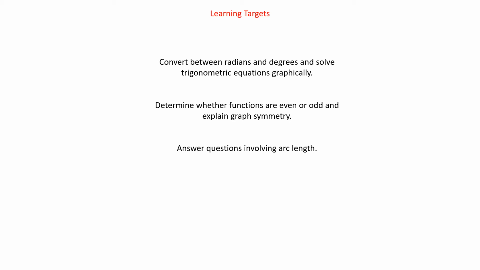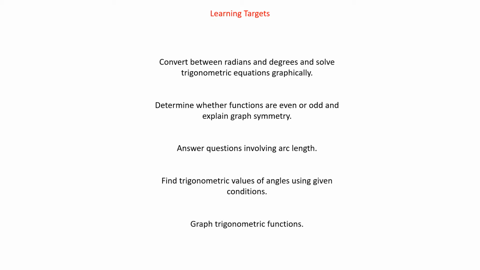Answer questions involving arc length. Find trigonometric values of angles using given conditions. And graph trigonometric functions. So, the first thing we're doing is looking at radians, and converting between degrees and radians is a simple ratio. We know that in a full circle, there are 360 degrees and 2 pi radians.